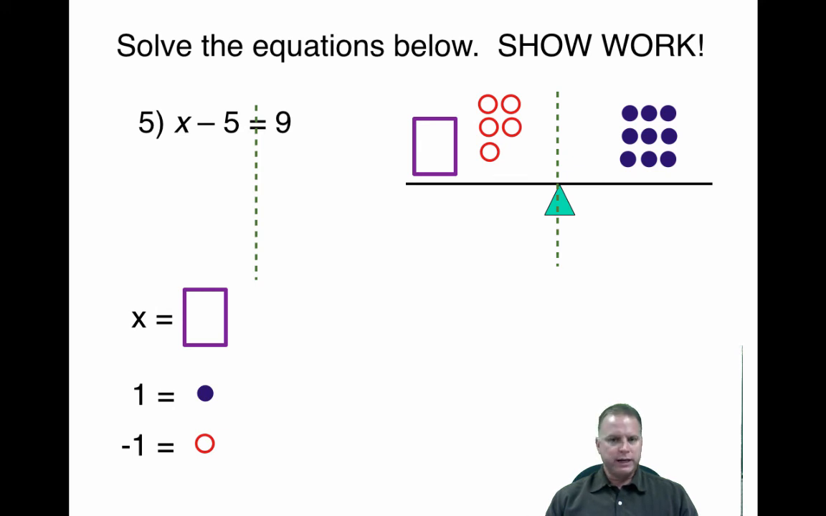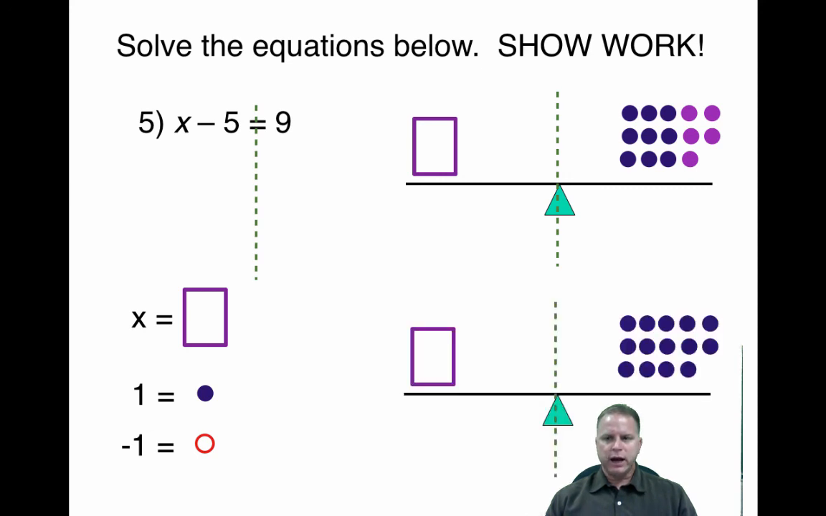How do we need to get the box by itself? How do we do that? Since those are negatives, we need to add in positives. If we do it to the left side, we have to do it to the right side. We have to be fair. Okay, the positives and negatives will cancel each other out. And now we have the box all on its own. And then we now have 14 dots on the right side.